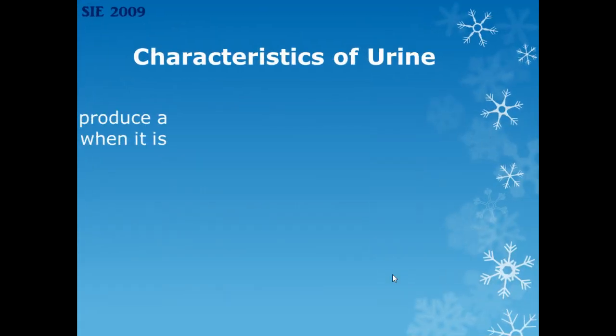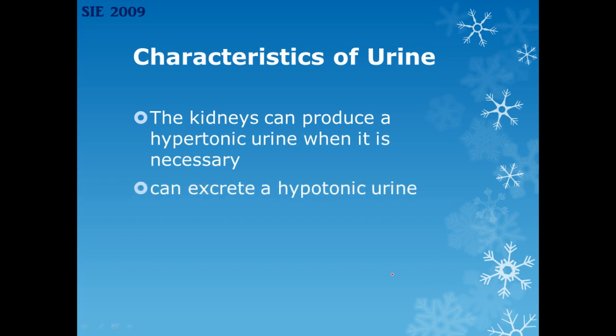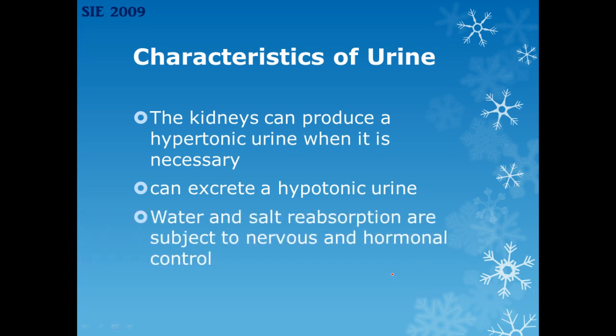The characteristic of urine: the kidney can produce a hypertonic urine when it is necessary, and also can excrete a hypotonic urine. The water and salt reabsorption are subject to nervous and hormonal control.